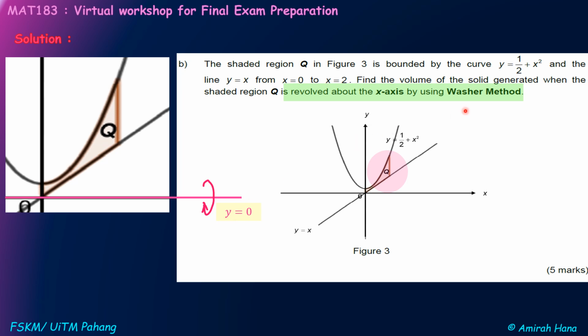Right? Lepas tu, maklumat ini pula, curve y equals to half plus x squared. Ni curve dia. Okay? So, kita letaklah equation tu dekat sini. Okay? And the line y equals to x. Ni line y equals to x. Okay? Yang ni, kita letaklah kat sini. From x equals to 0 to x equals to 2. Kat sinilah ni x equals to 0. Yang ni x equals to 2. Right?